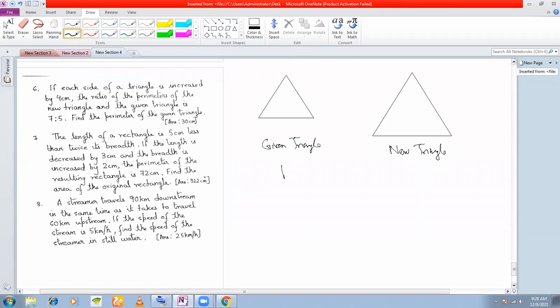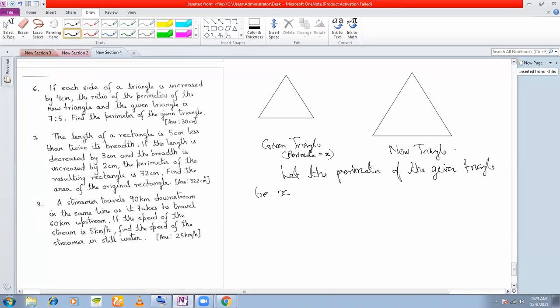So I say, let the perimeter of the given triangle be x. Now we don't know whether the triangle is equilateral, scalene, or isosceles, so I cannot say anything about their sides. I'm still working with the perimeter. So let the perimeter of the given triangle be x, that is the sum of the sides.